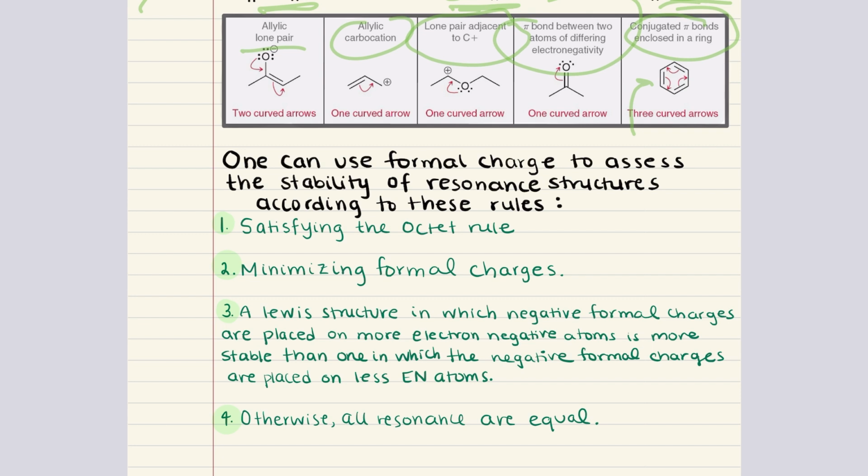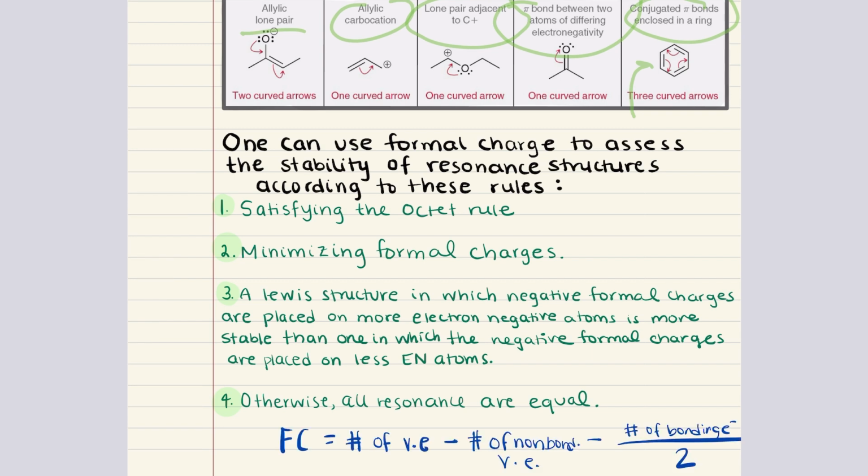The stability of a resonance form can be assessed using formal charge rules. Formal charge is equal to the number of valence electrons minus the number of non-bonding valence electrons minus the number of bonding electrons divided by 2. And again, you can use formal charge to assess the stability of resonance structures according to these rules. The first rule is satisfying the octet rule. So structures where all atoms have a complete octet, except for exceptions like hydrogen, are generally more stable.